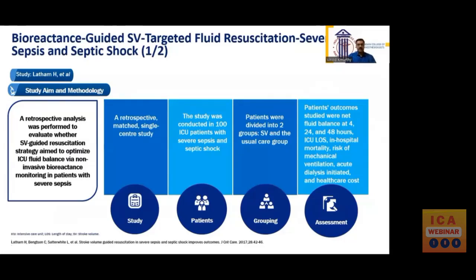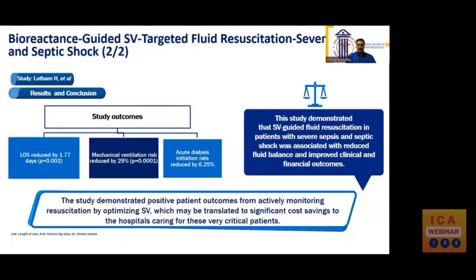They evaluated consecutive patients admitted to the intensive care unit with the primary diagnosis of severe sepsis or septic shock. And the cohorts were based on fluid resuscitation guided by changes in stroke volume or by usual care. They reported that the patients who received fluids based on the stroke volume received less intravenous fluids during their ICU stay. They had a shorter length of stay and needed lesser vasopressors and were less likely to need hemodialysis.